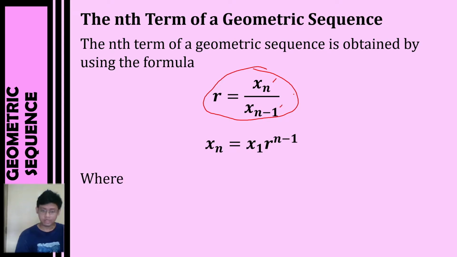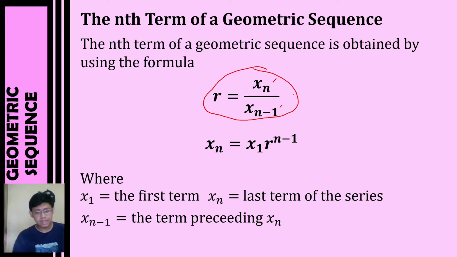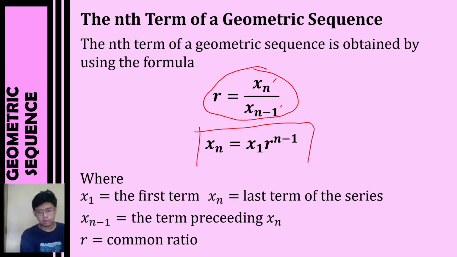Let's identify the symbols. x sub 1 is our first term. x sub n is our last term of the series. x sub n minus 1 is the term preceding x sub n. And we have r as our common ratio. So we will use this formula in order for us to get the nth term of a geometric sequence.